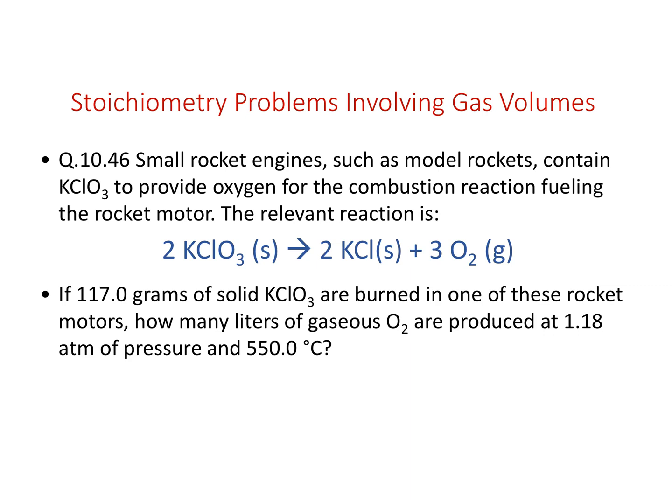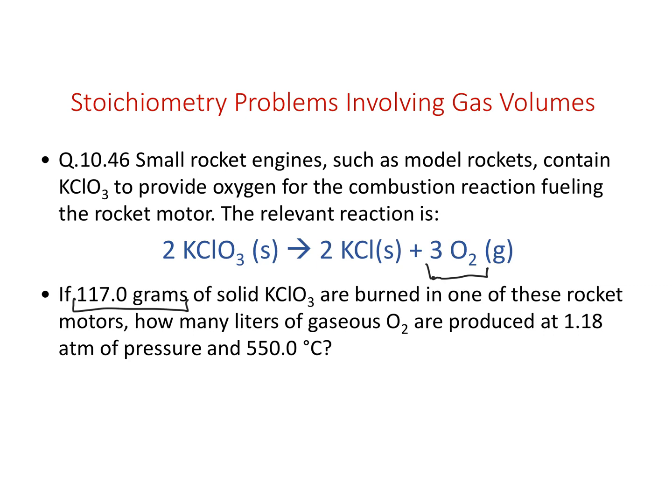When you heat potassium chlorate, it breaks down and gives you solid potassium chloride, but it also produces oxygen gas, and that acts as the propellant in these backyard rockets. So let's say one of those little solid rockets contains 117 grams of the solid potassium chlorate, and we burn it in that rocket motor. How many liters of oxygen are produced, given that we're at a 1.18 atm pressure and they get quite hot, so we'll say it heats up to approximately 550 degrees Celsius.